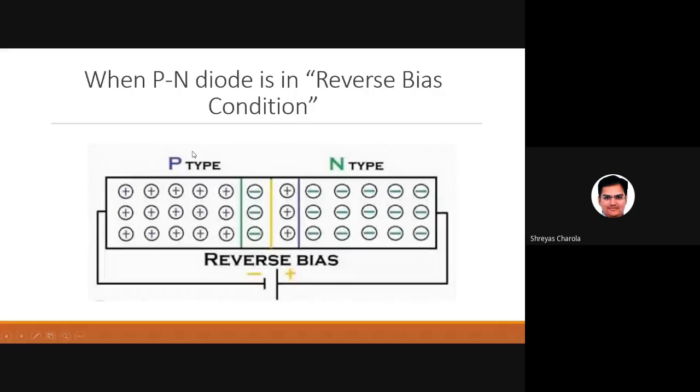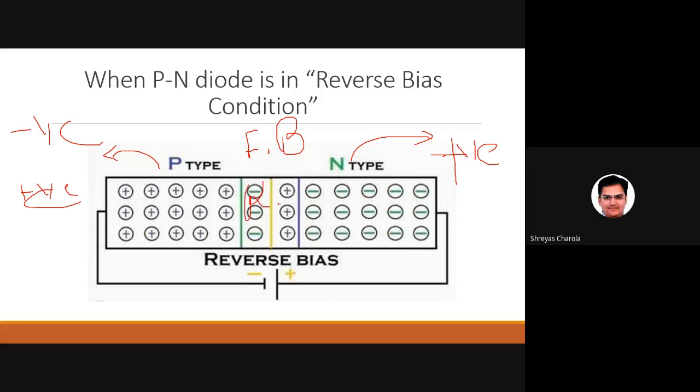When the P type is connected to the positive and the N type is connected to the negative, it works as a forward bias. And when we have the reverse, P connected with the negative terminal of the battery and the positive terminal to the N type, it works as a reverse bias.